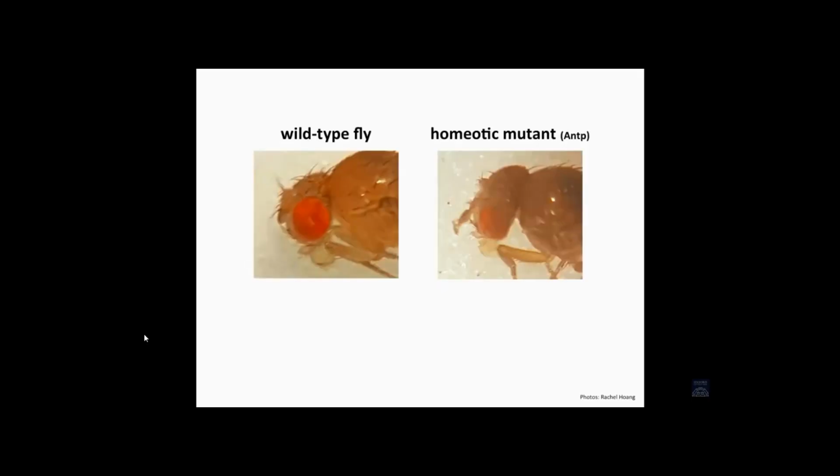In this example, you can see the normal structure of the antenna on the head of a wild-type fruit fly here on the left. But in this fly on the right, that has a homeotic mutation, you can see that this antenna on the head has now been transformed into a leg structure, a structure usually only found on the thorax of the fly.